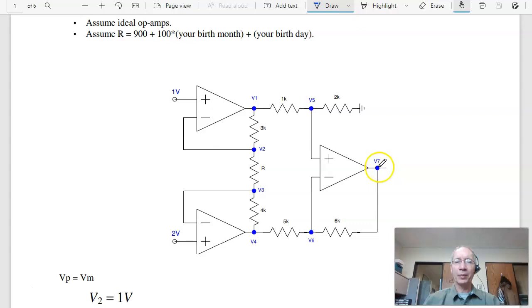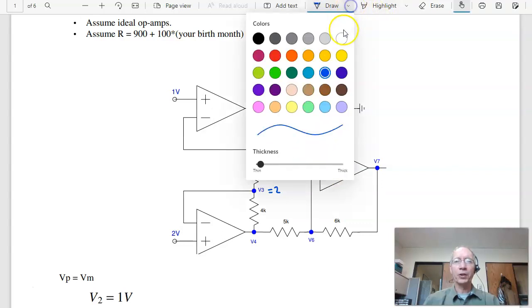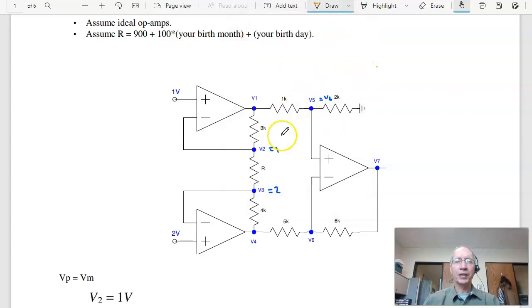At the op-amp with negative feedback, V plus equals V minus, so I know right away V2 equals 1. I know that V3 equals 2. And I know that V5 equals V6. So that's 3 equations. I now need 4 more. The next 4 equations would just be conservation of current.